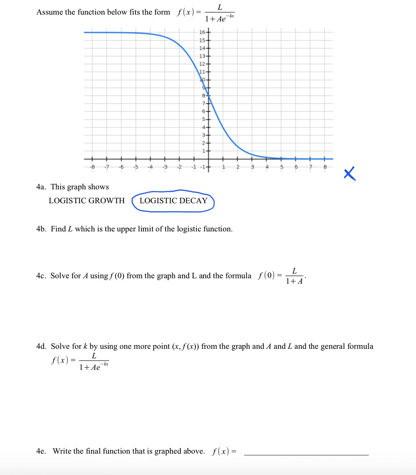Let's find L, which is that upper highest level of the logistic function. So according to the graph, L is 16.